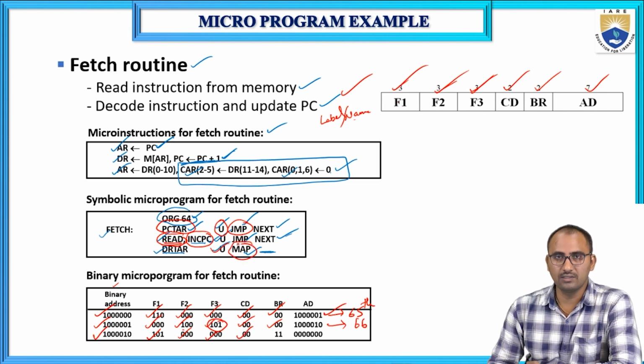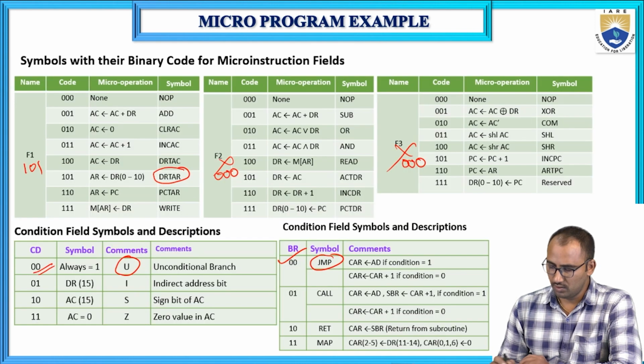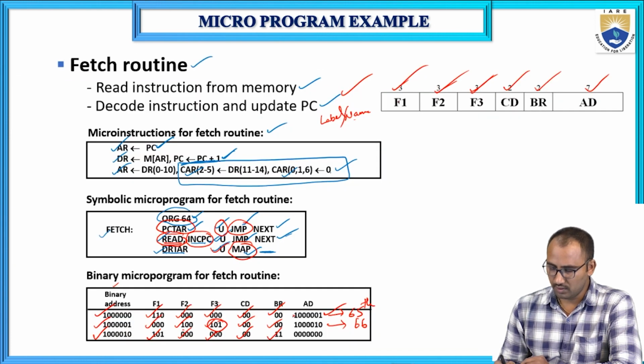For mapping, what is the bit sequence? 1 1. So this is a mapping, and the bit sequence is 1 1. So that's why 1 1. Next, here we are doing a mapping process, so the address of the next instruction will be all zeros. Okay, so this is our representation of the binary microprogram for the fetch routine.